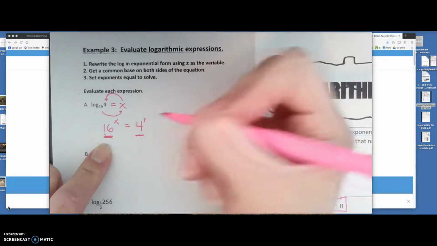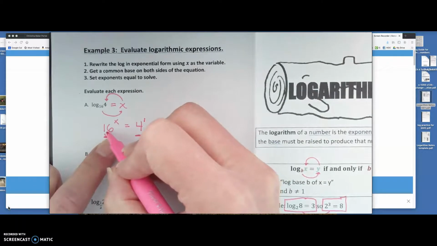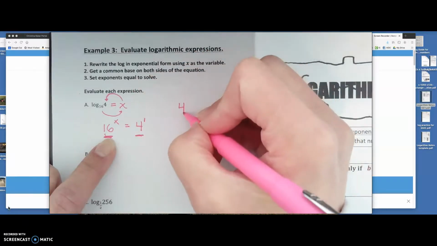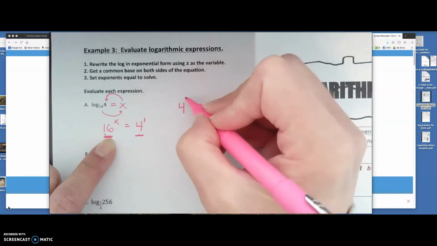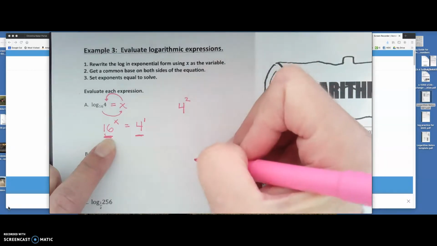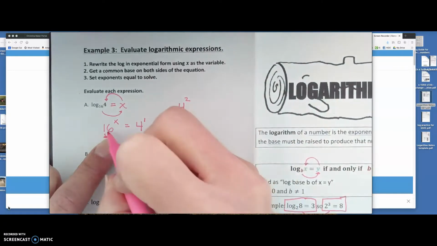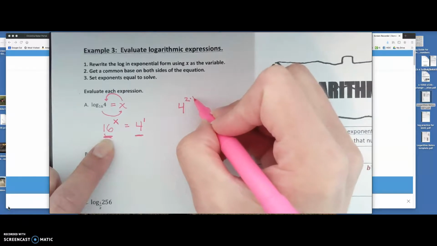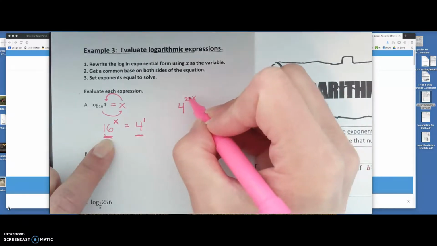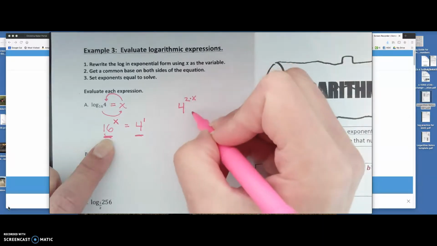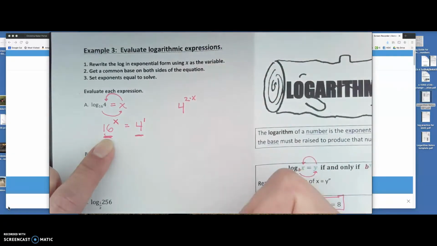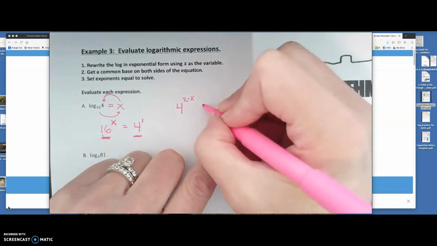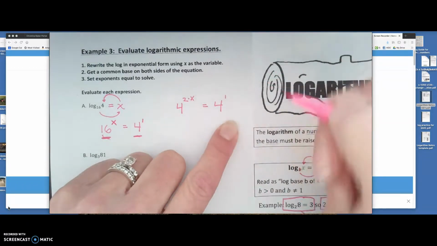So I'm going to leave that there. It's kind of like saying 4 to the first power. But the 16, I'm going to try to make it have a base of 4. I'm going to rewrite that up here. So 16 is the same thing as 4 to the what power? It would be to the second power. But because there's already an x out here, we have to multiply that by the x. So it would be 4 to the second power times the x. So it's really going to be 4 to the 2x. That's the same thing as 16 to the x power. Okay, so then I'm going to go over here, equals 4 to the first power.